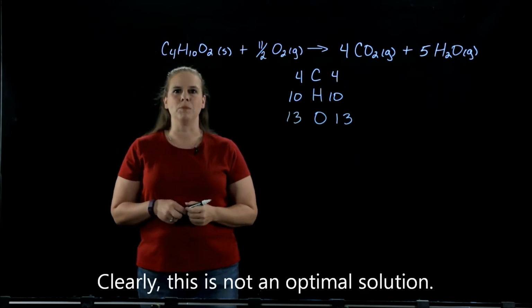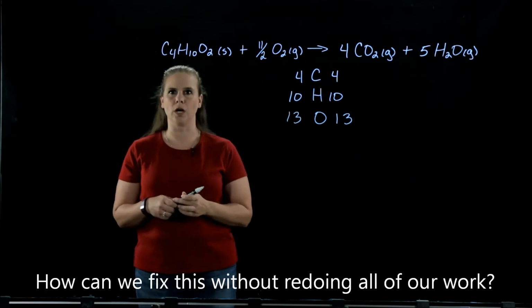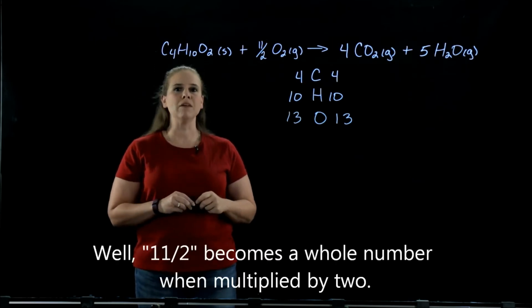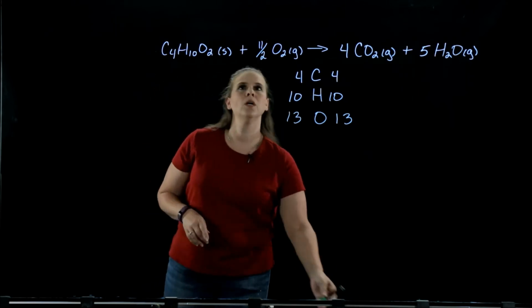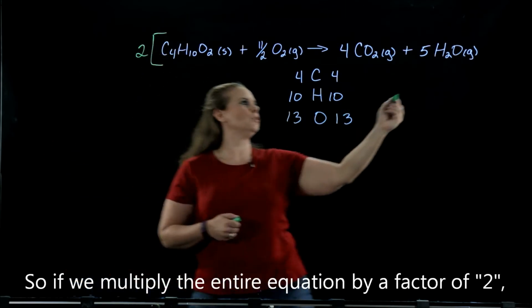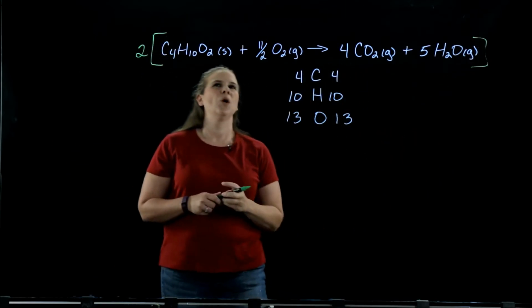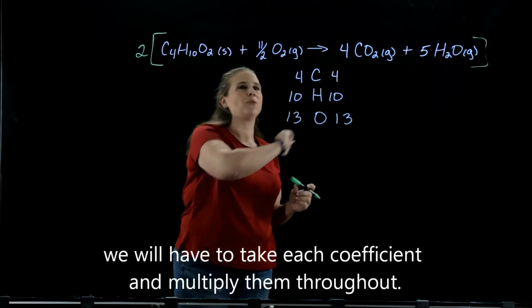Clearly, this is not an optimal solution. How can we fix this without redoing all of our work? Well, 11/2 becomes a whole number when multiplied by 2. So if we multiply the entire equation by a factor of 2, we will have to take each coefficient and multiply them throughout.